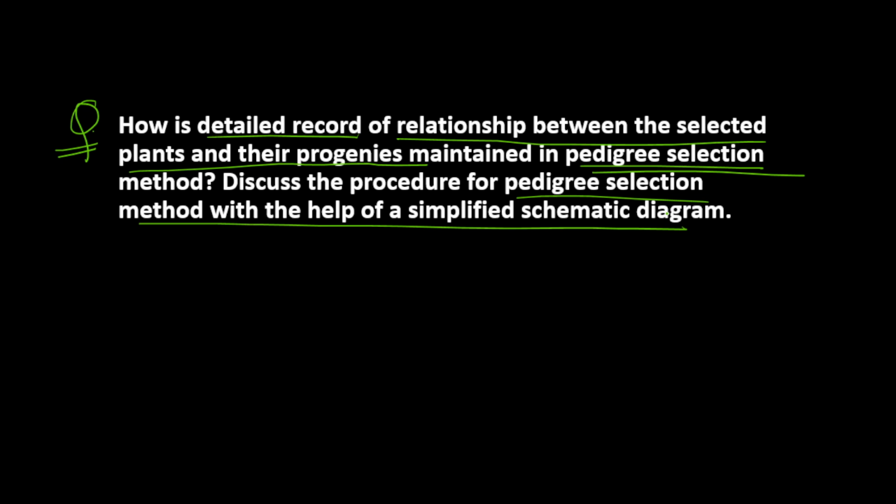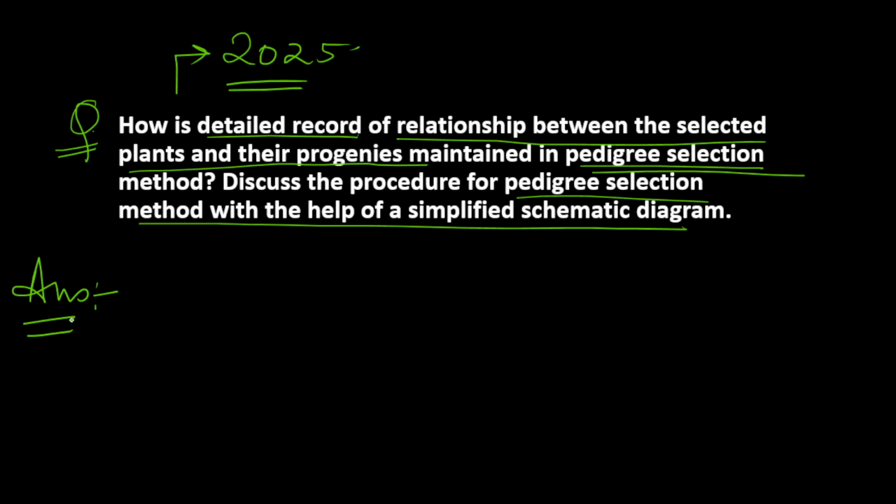So today we are going to discuss the next question of our agriculture optional answer writing practice series. The question for today is: how is detailed record of relationship between the selected plants and their progenies maintained in pedigree selection method, and discuss the procedure for pedigree selection method with the help of a simplified schematic diagram. This question was asked in this year's agriculture optional paper of UPSC Civil Services Examination 2025. So let's see how we can approach the answer.